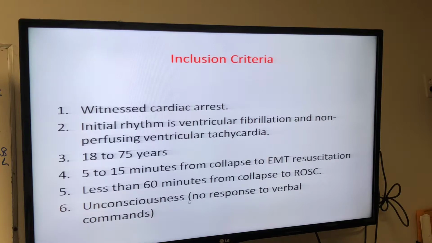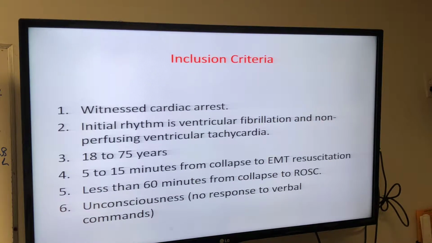And then unconsciousness, which basically they identified as no response to verbal commands. So not like this. I'm going for the tube. No, you have to say, "Hey, how are you? Who are you?" Say his name, and then he wakes up, or squeeze my hand. Some response to verbal commands. That's the definition of unconsciousness we use all the time now, since that study.